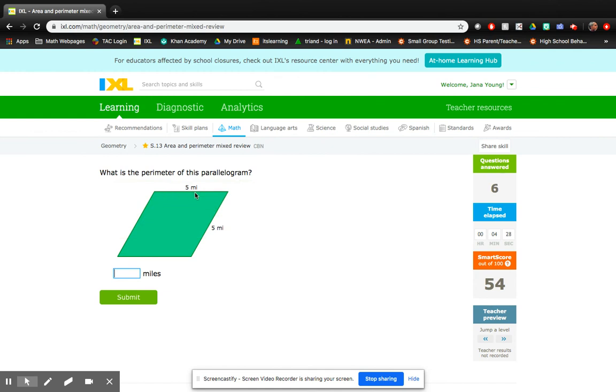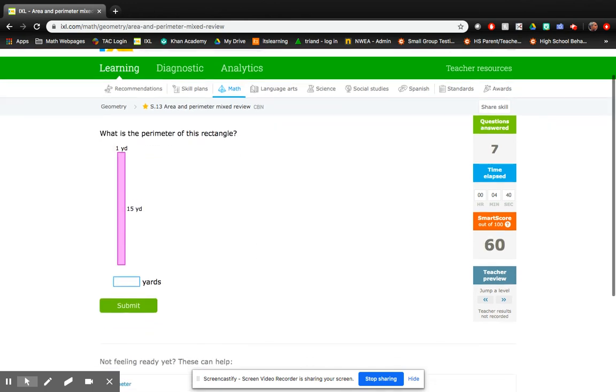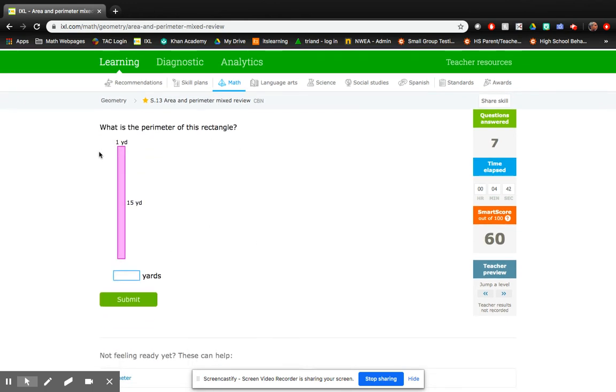Perimeter of a parallelogram all the way around. This is actually a rhombus because all the sides are the same. 5 plus 5 plus 5 plus 5, or 5 times 4 is 20. And perimeter of a rectangle is 1 plus 15 is 16, 17, and then 15 more. I probably in my head would actually do 15 plus 15 is 30, 31, 32.